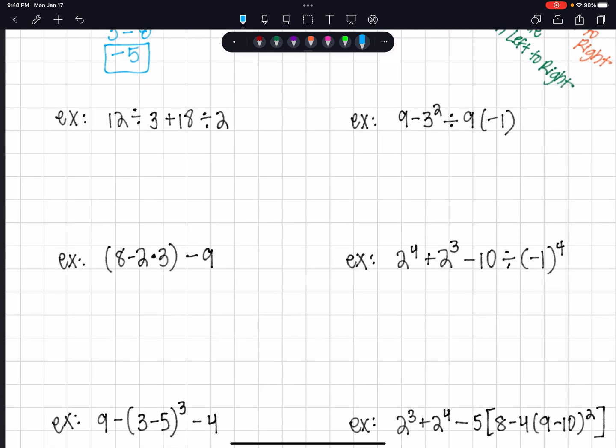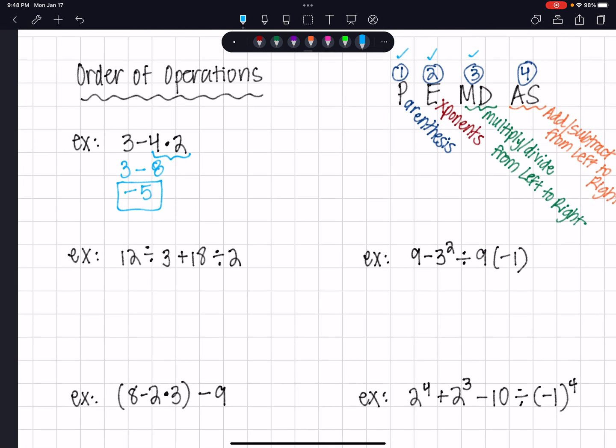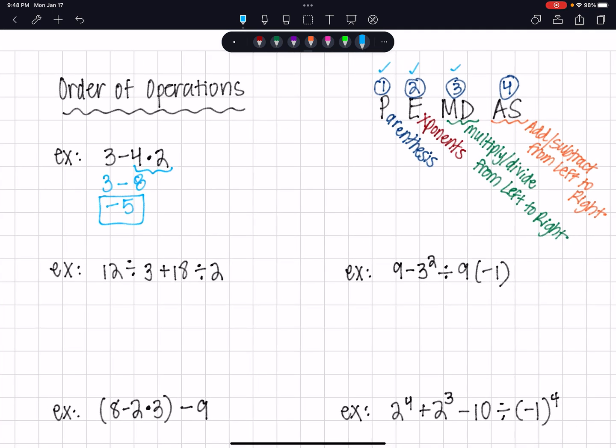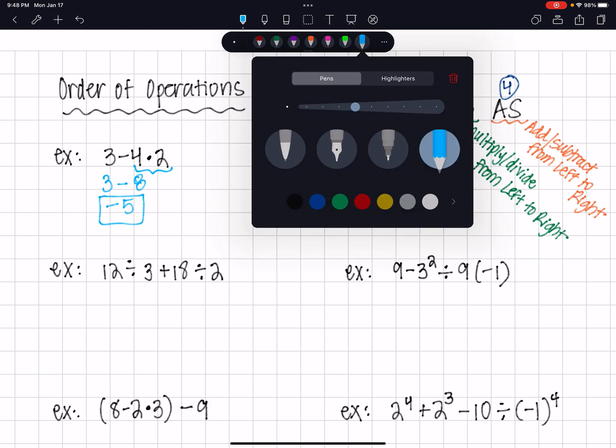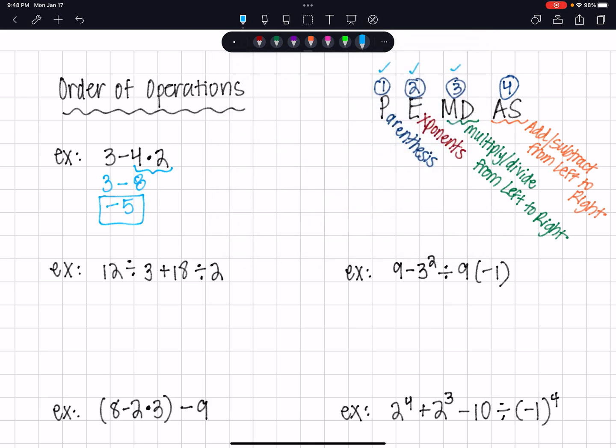Okay, we're going to try. You can see we've got many here to try. We're just going to continue to practice with the order of operations. And we're going to continue to use our steps 1, 2, 3, 4. So we go back to our first step and we look for parentheses. We have 12 divided by 3 plus 18 divided by 2. There are no parentheses, so I move on to the next, exponents. I don't see any exponents, so I move on to step 3.